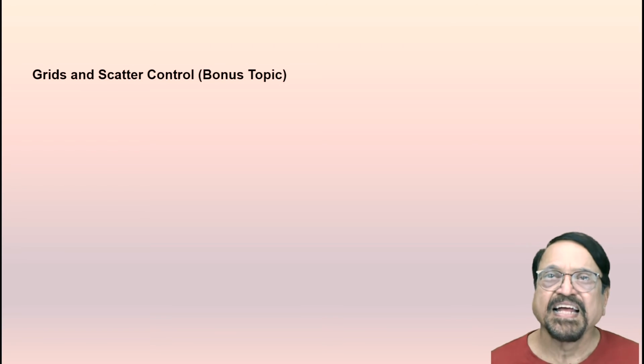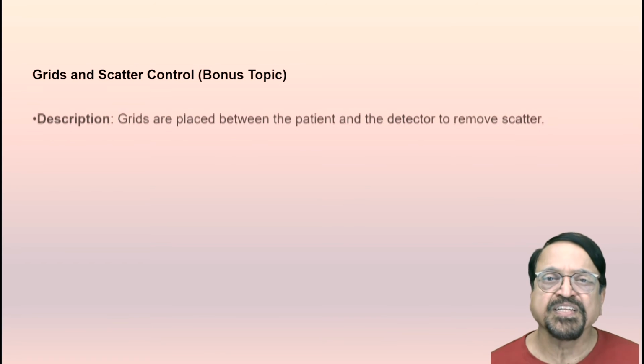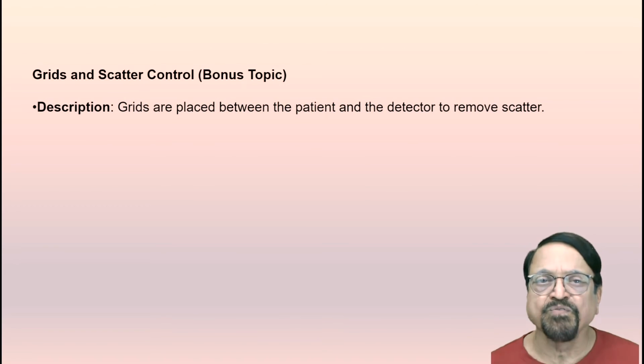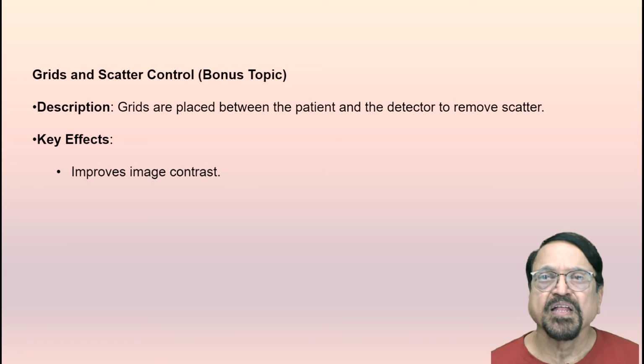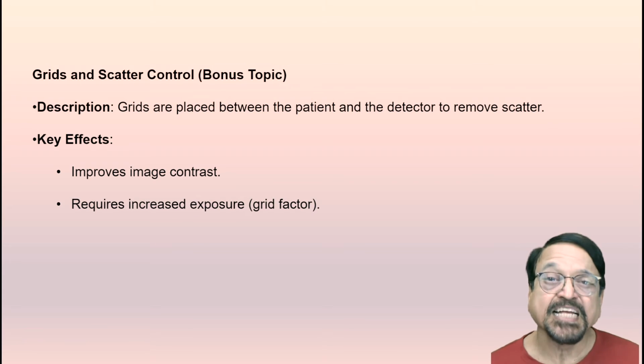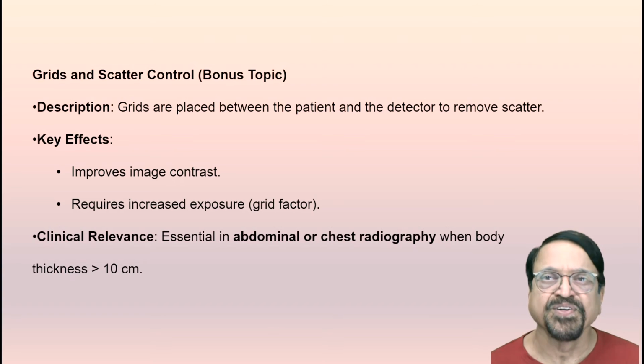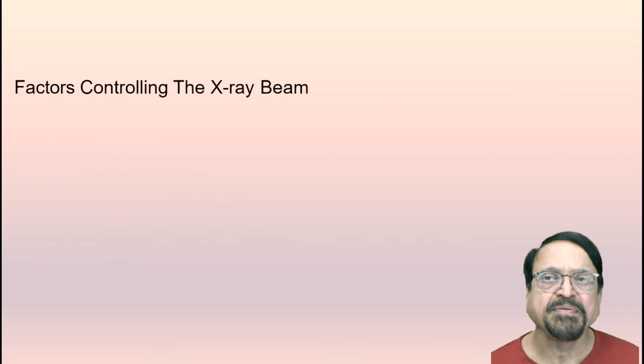Now, grid and scatter control. Scattered radiation just causes a fog without sharpness, and that needs to be cut off. Now, how do you do it? With the help of a grid. Grids are placed between the patient and the detector to remove the scattered radiation. It improves image contrast, but requires increased exposure, because you are cutting off scatter. That is called the grid factor. Clinical relevance: it is essential for abdominal and chest radiographs when body thickness is more than 10 centimeters.